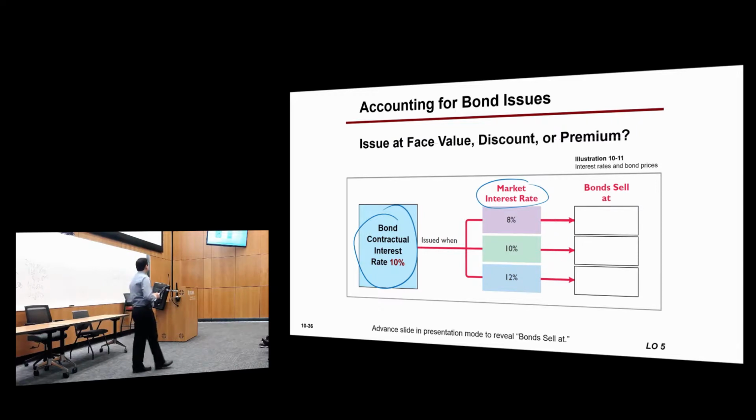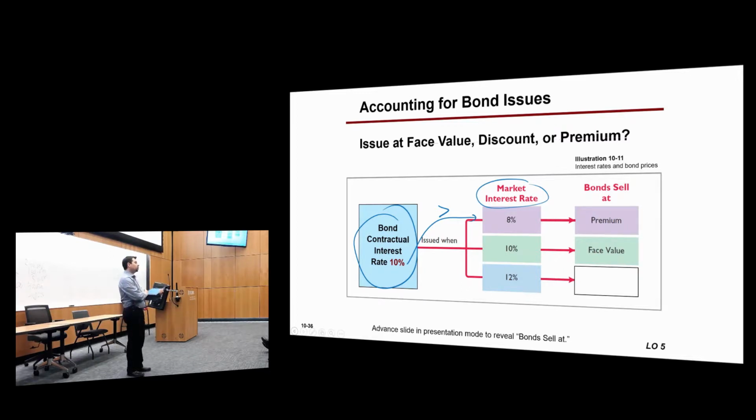On the other hand, when the company's interest rate is higher, like in this case, it's higher than the market interest rate. It's more appealing, right? It will generate more interest to the people who will buy it. So the company can sell it at a premium. Second one will be at face value. The last one is when the company's bond, the contractual interest rate, is less than the market interest rate. In this case, it will be sold at a discount.